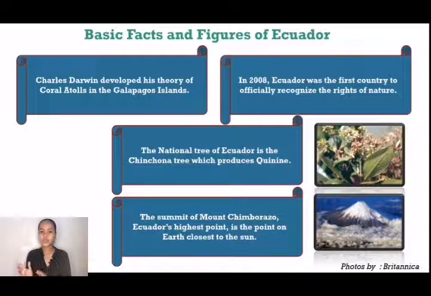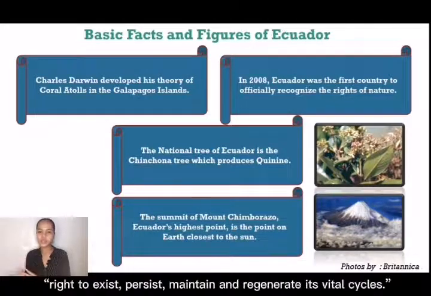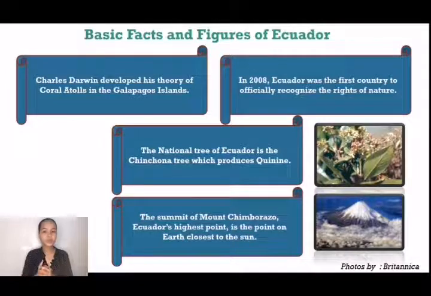Rather than treating nature as property, Ecuador recognizes that nature has constitutional rights and has the right to exist, persist, maintain, and regenerate its vital cycles. The summit of Mount Chimborazo, Ecuador's highest mountain, is the point on Earth closest to the sun.